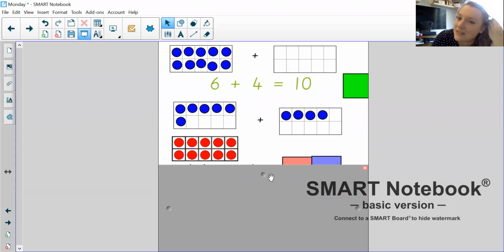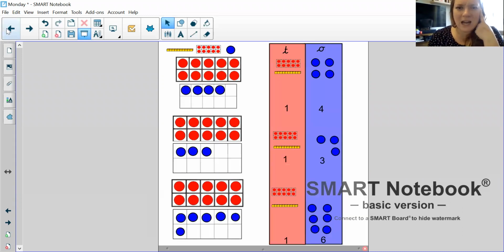Now, the first thing we need to do is figure out what numbers we're working with. We have a full tens frame. We've got some ones, and then we're adding more ones. So we've got 10, 11, 12, 13, 14, 15, 16. There are 16 in total because there is 1 10 and there are 6 ones. 1 10 and 6 ones is 16.